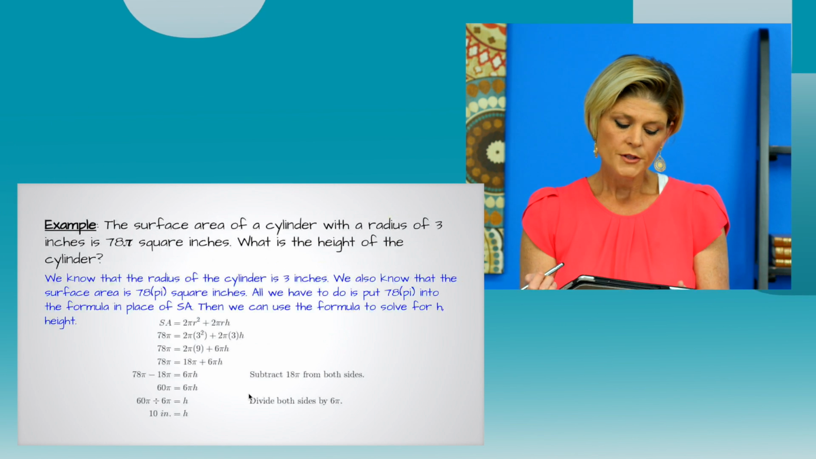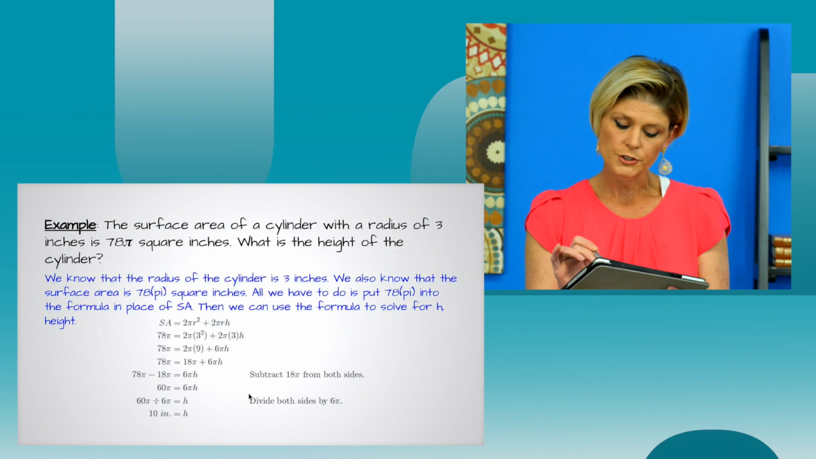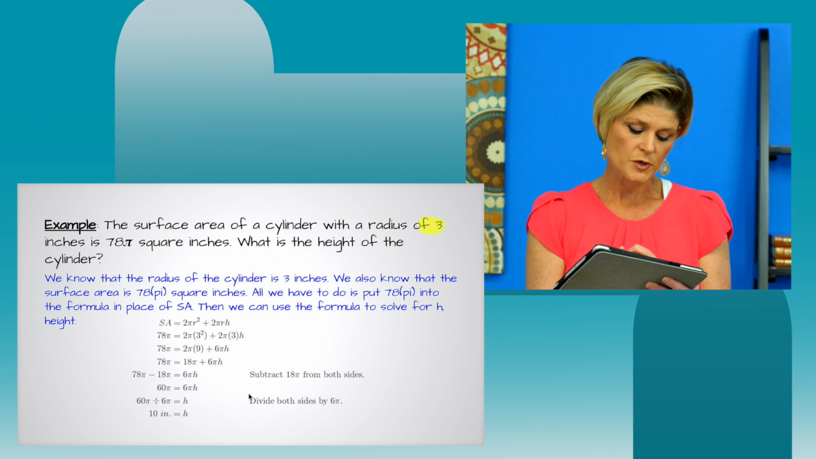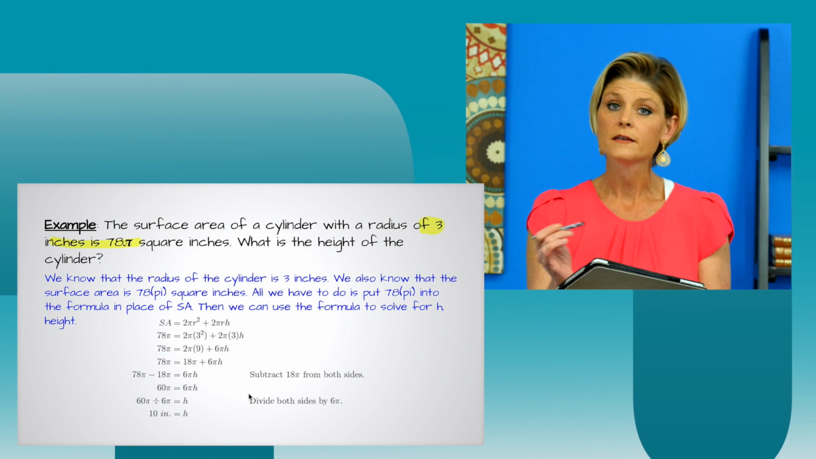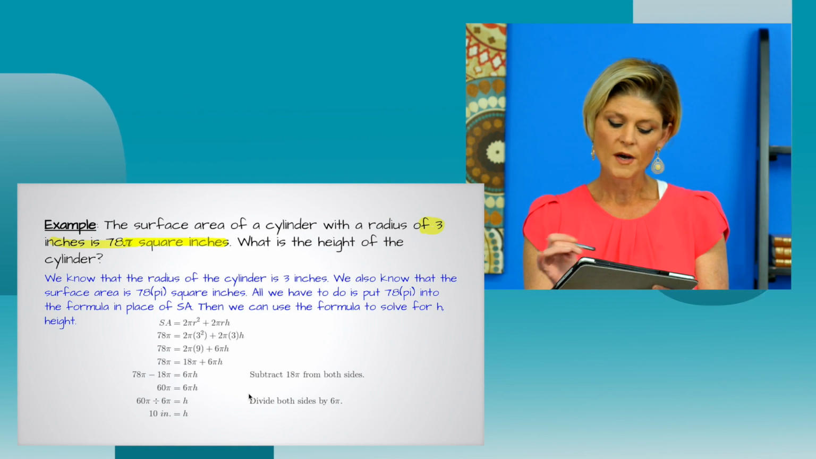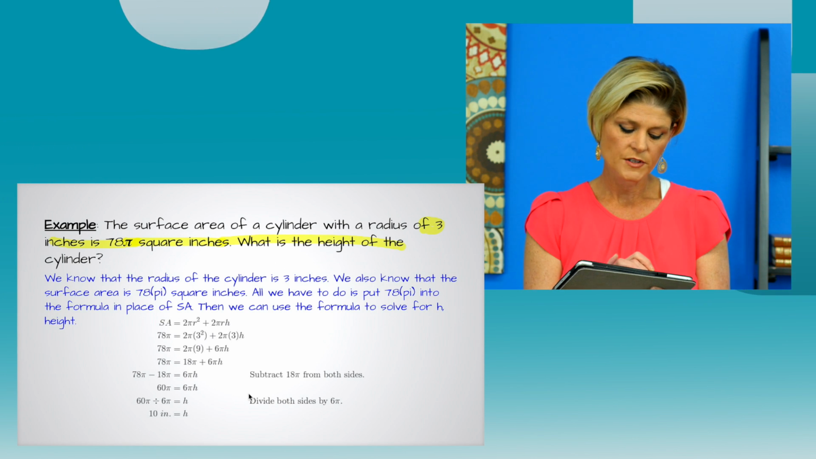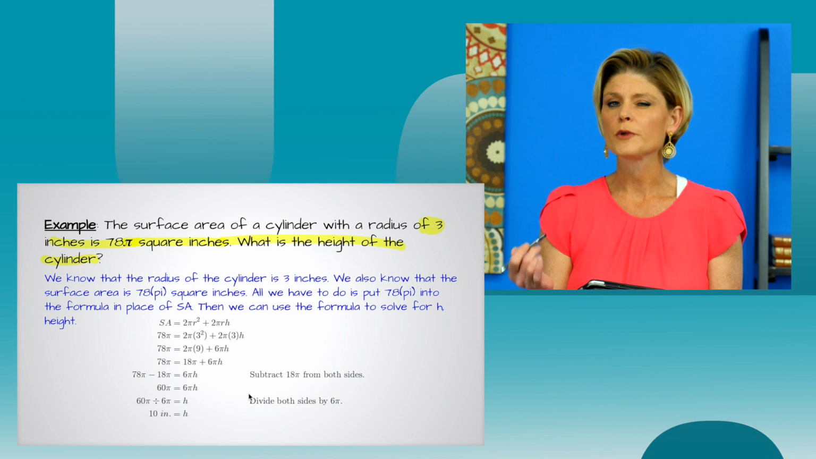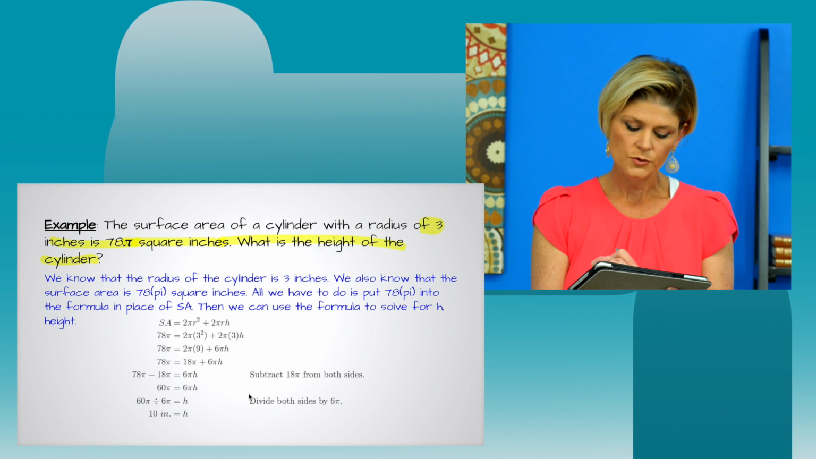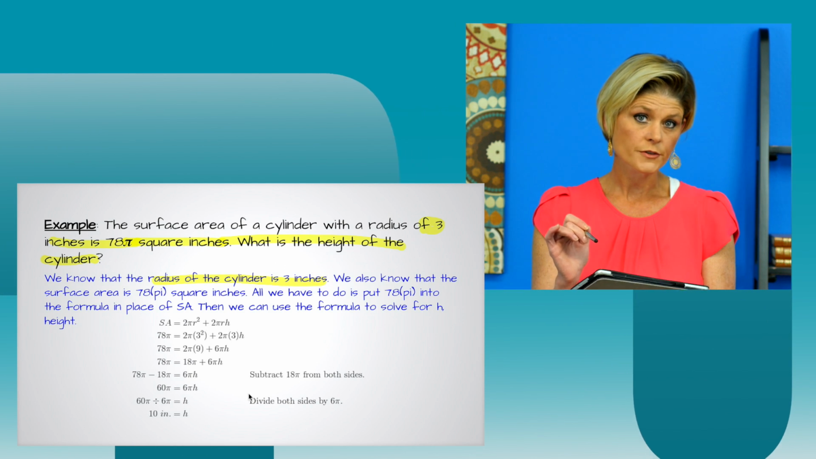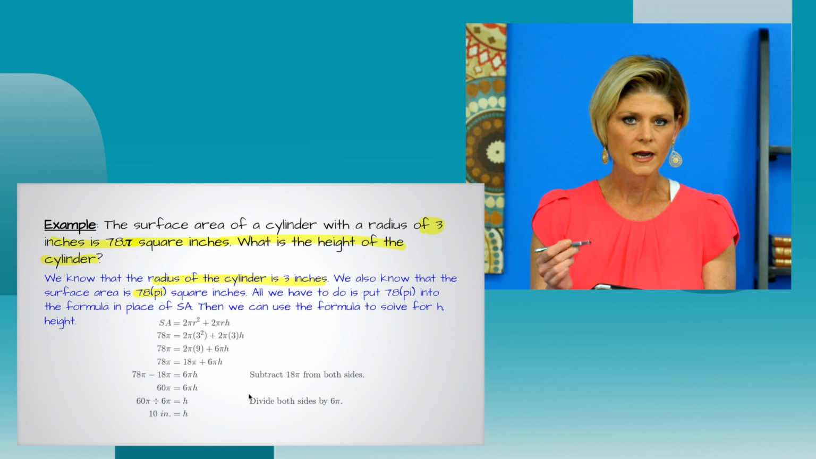So here's an example. The surface area of a cylinder with a radius of 3 inches is 78 pi square inches. What is the height of the cylinder? Okay, so we know that the radius of the cylinder is 3 inches. And we also know that the surface area is 78 pi square inches.